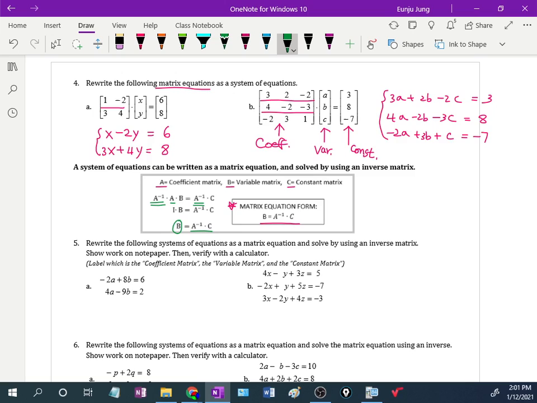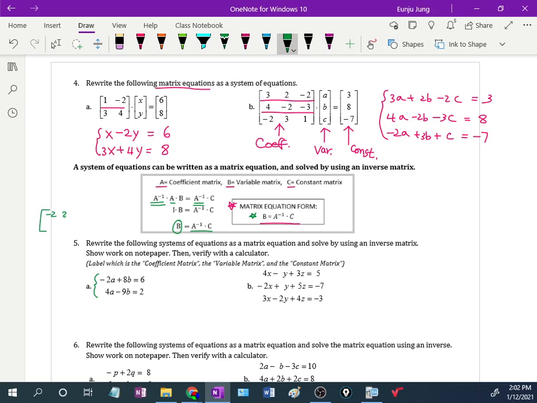So take the inverse of A, the coefficient matrix, and multiply it with the constant, and we can find the variable. Make sense? So I want you to memorize this as a formula. So let's deal with one example. Number 5, rewrite this system of equations as a matrix equation. So let's start writing here so I can use space.